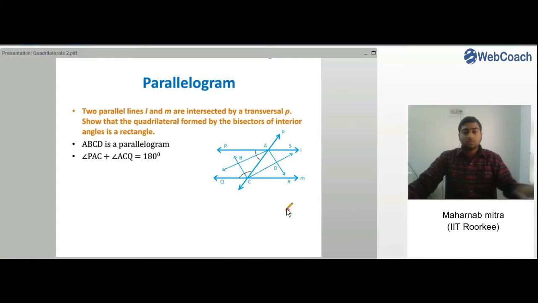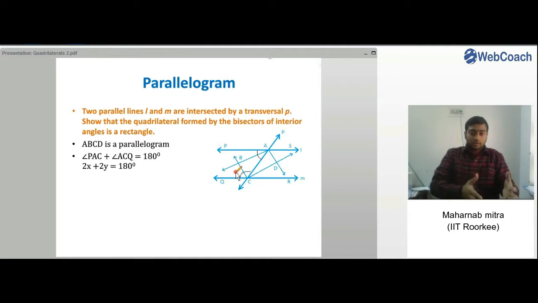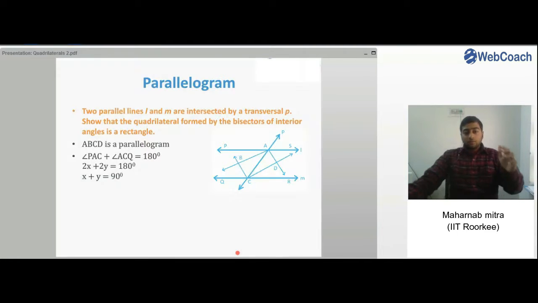So 2x plus 2y, which is the measure of these two angles, both of them add up to give 180 degrees, right? We have just replaced those angles by the variables. So if twice x plus twice y gives 180 degrees, then x plus y will give half of it. Twice of x plus y gives us 180 degrees, so x plus y must give 90 degrees. This angle is x plus y, and y is also this, or x plus y is 90 degrees.